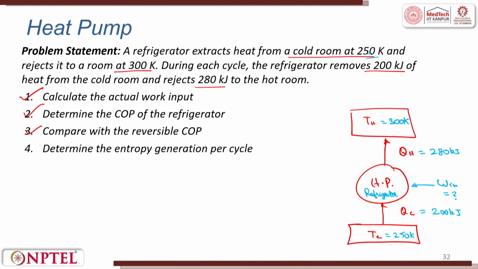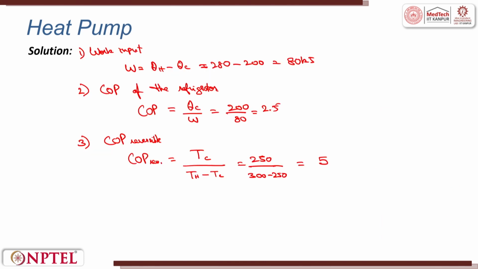Next part is important again, entropy generation per cycle. I will calculate in a similar fashion as I did for the previous numerical. I will find the entropy for the cold body, which is equal to minus Q cold by T cold, that is 200 by 250, which is equal to minus 0.8 kilojoules per Kelvin.